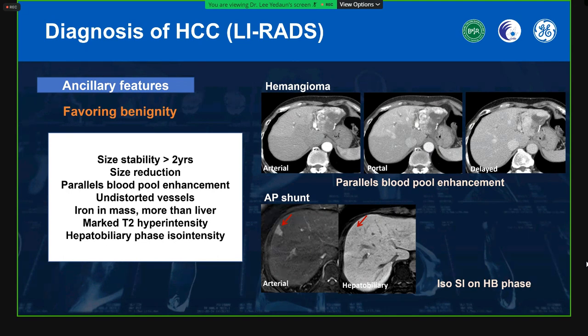Isointensity on hepatobiliary phase indicates the presence of functional hepatocytes, typically seen in regenerative nodules, low-grade DN, and benign AP shunt, which you can see in this figure. The wedge-shaped arterial hyperenhancement is located in the subcapsular area of the liver, and this lesion shows isosignal intensity on hepatobiliary phase.